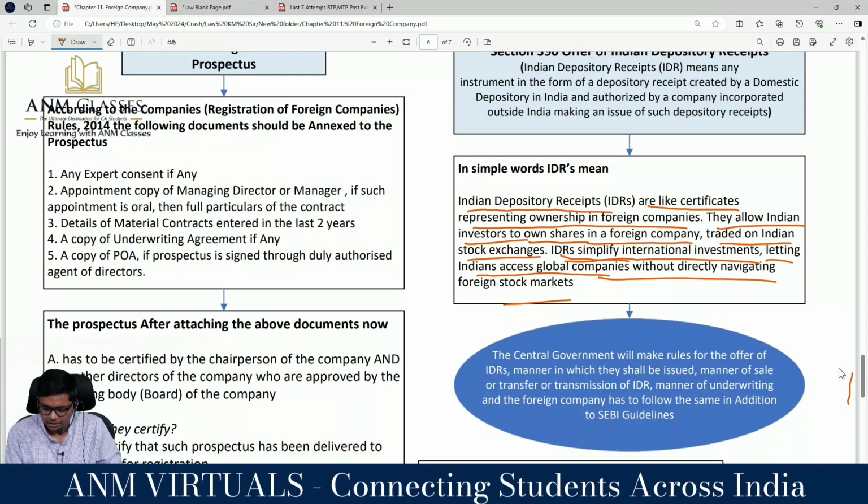Are you following, guys? For this, the central government has made some rules for transmission, which is how to issue this, what is the process, which is there in SEBI guidelines and other rules, which is not there in our syllabus, not there in the Institute Study Mat, so you don't have to read. Are you following, guys? Clear? The Institute Study Mat doesn't tell you what is the procedure. We just know what is IDR.